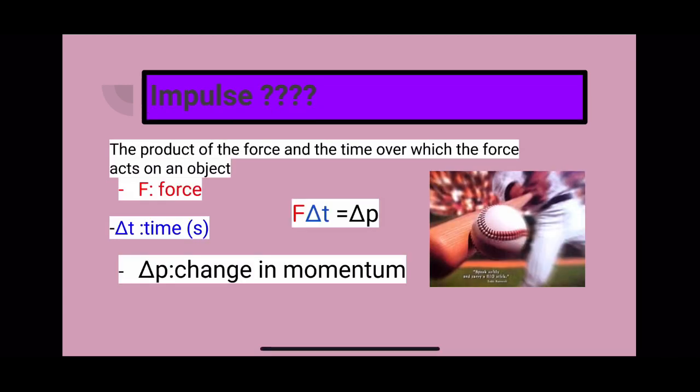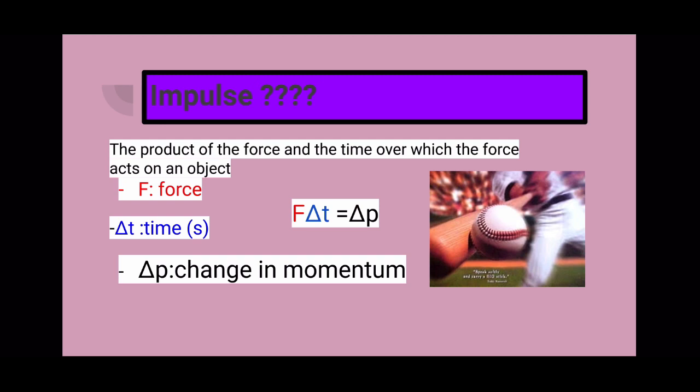Well, now moving forward, we're going to talk about impulse. An impulse is the product of the force and the time over which the force acts on an object. This is found with the formula F times T equals impulse. So F being force and T being time in seconds is going to equal the impulse.